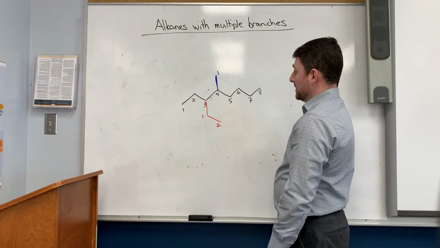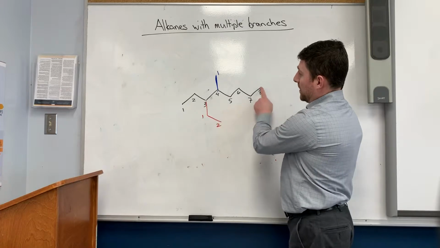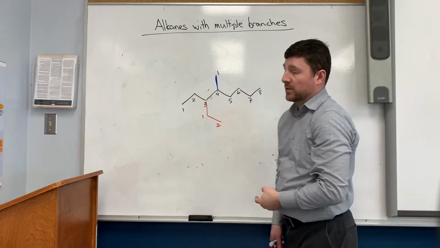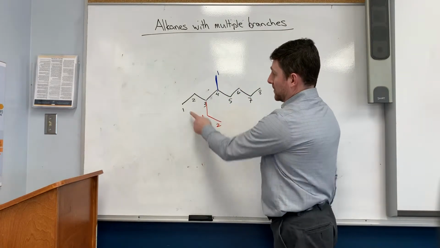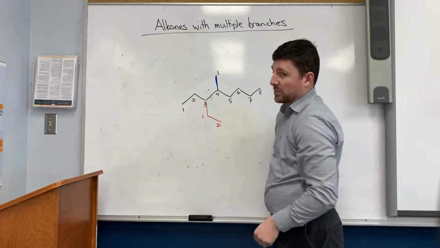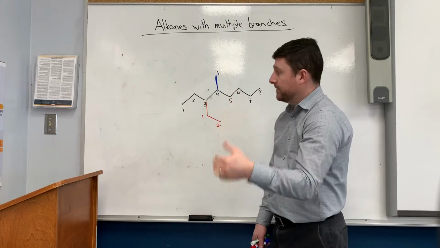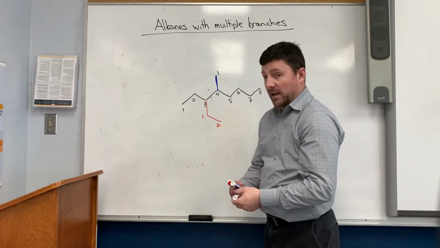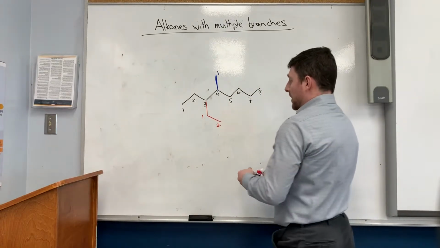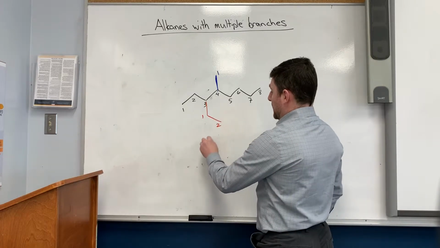I can see that if I numbered this the other way, I'd get 1, 2, 3, 4, 5. My first branch would be on number 5. Whereas if I number it this way, 1, 2, 3, my first branch is on 3. So I'm numbered in the right direction, because 3 is lower than 5. So I can go ahead and start naming this. The main chain is octane.